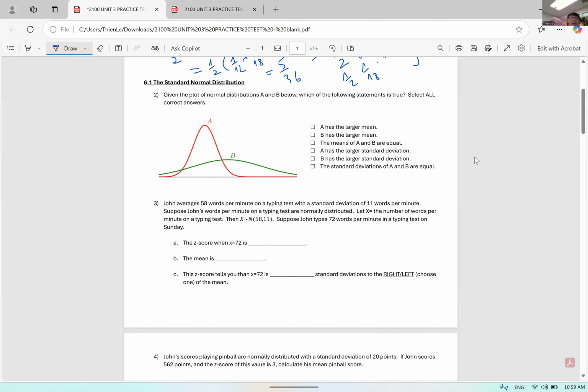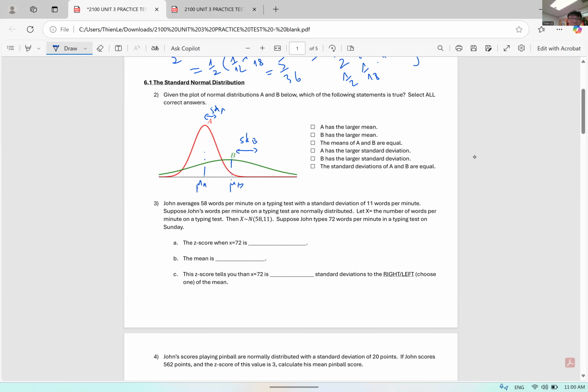For the red curve, the normal A, the mean corresponds to this place. I call it mu A here. And for B, the mean corresponds to the peak here, so it's something like mu B. For the standard deviation, the pointier distribution will have a smaller standard deviation. So the standard deviation of B must be bigger than A, because A is more pointy, which means its standard deviation is smaller, and B's standard deviation will be bigger.